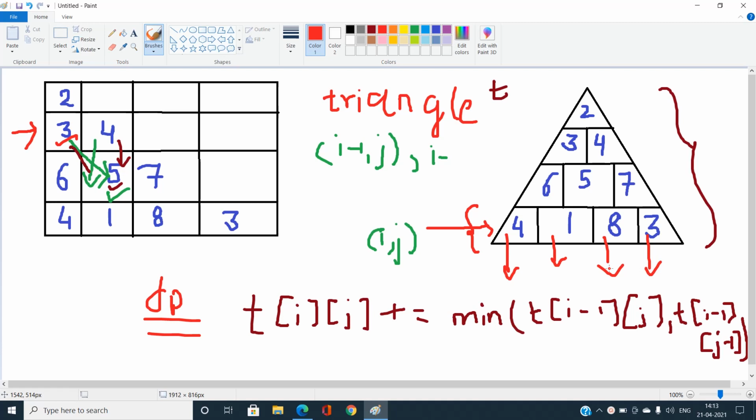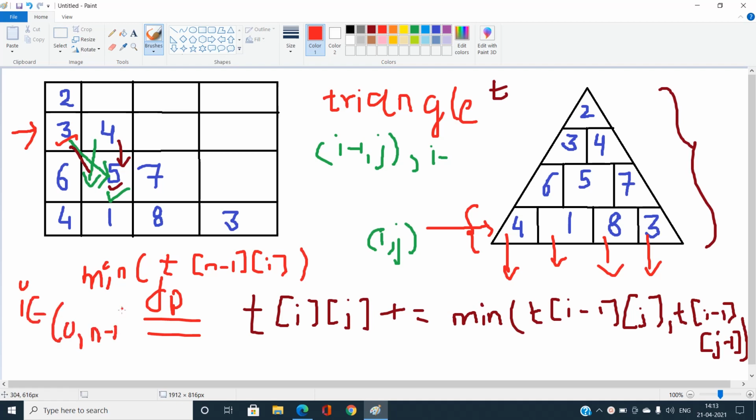So I need to take the minimum of all the values of dp, or you can also say t of n minus 1, which is the last row, for all the columns from 0 to n minus 1. That is 4, 1, 8, 3. This should be our answer.